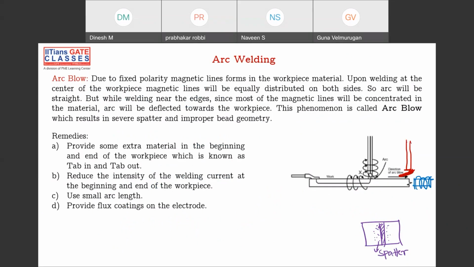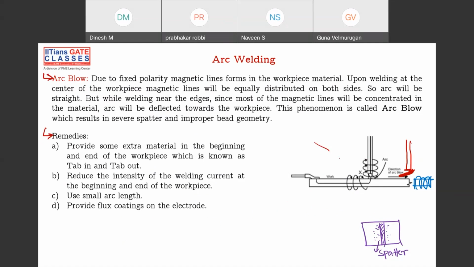Now, there is this problem called arc blow during arc welding. So let's understand what arc blow is and then see what the remedies are. To avoid arc blow, what are we going to do? Right. Now, what is arc blow? We'll see that.